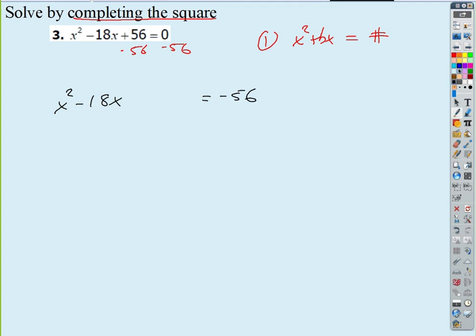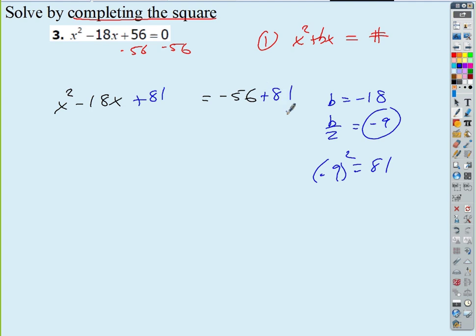Okay, what is b in this equation? So what is b over 2? Negative 9, right? So what number then, Mehalani, are we going to add to both sides? 81, exactly. Good, we're going to add half of b squared. Negative 9 squared equals 81. So we're going to add 81 to both sides. I guess that's really step 1 and 2, isn't it? I mean, we wouldn't need to break it down to steps.